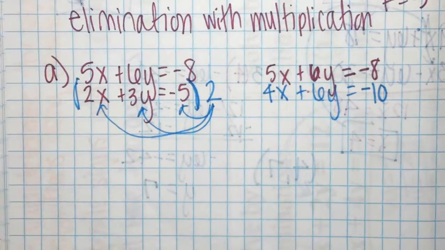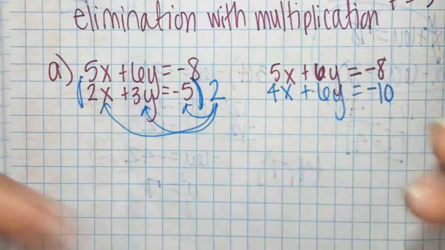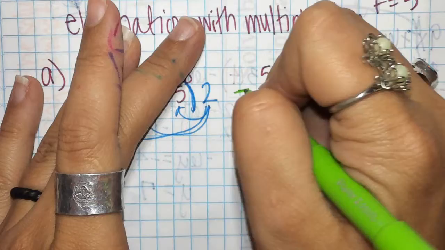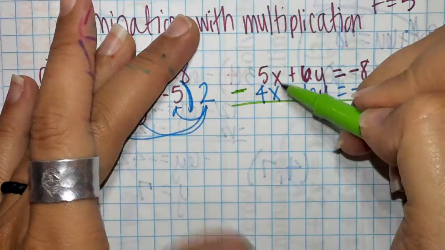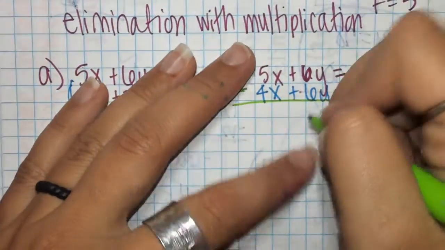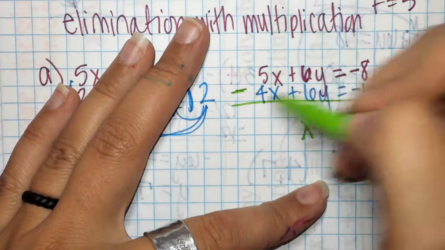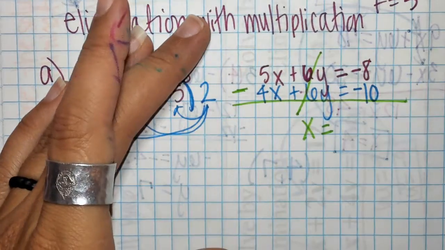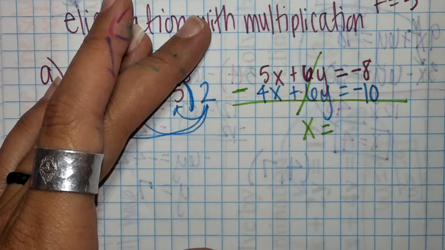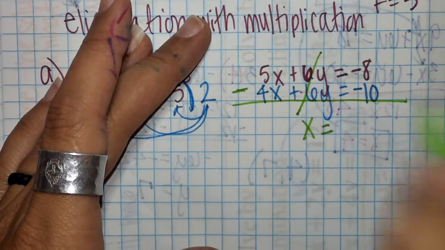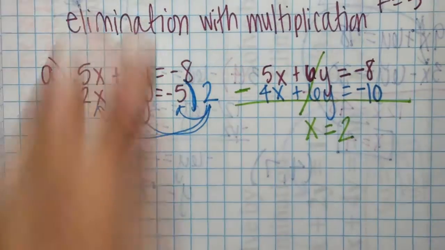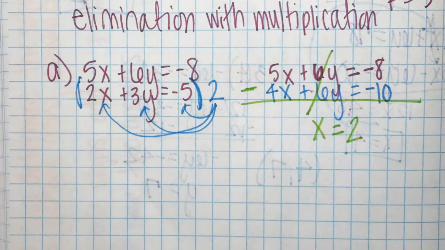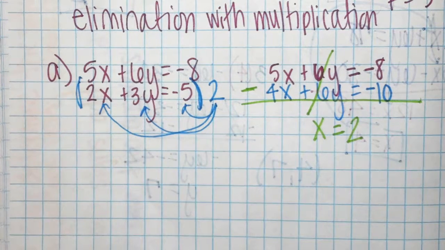Okay, now from here, are we going to add or are we going to subtract? We're going to subtract. Why are we going to subtract? The same sign, subtract. Okay, what's 5x minus 4x? x. What's 6y minus 6y? You cancel. And what's -8 minus -10? 2. Watch your signs. That's very important, and it messes y'all up every single time.